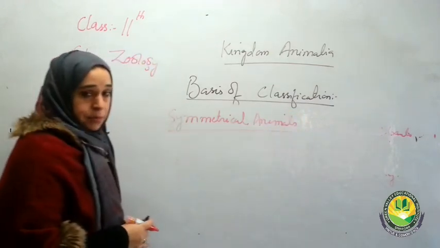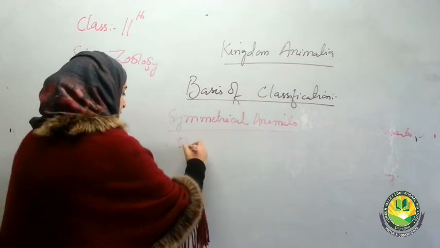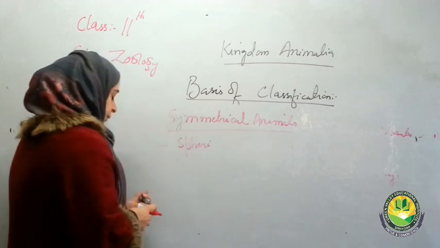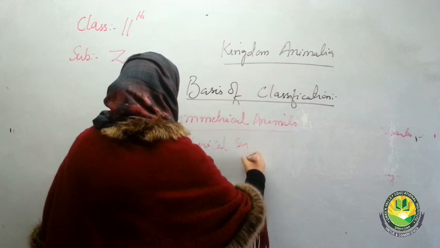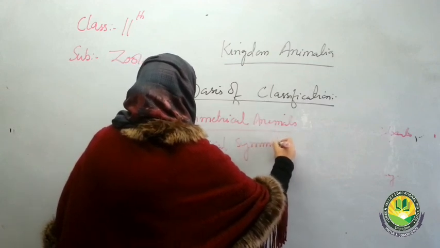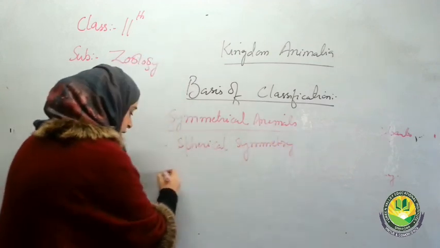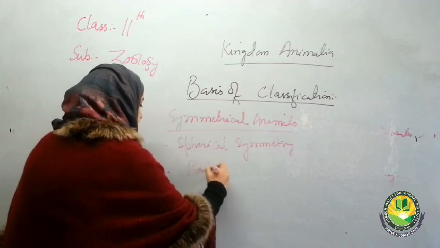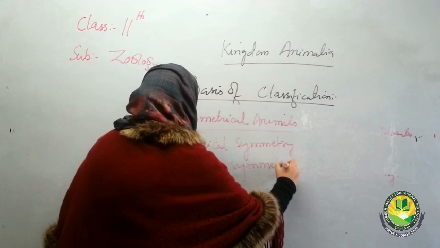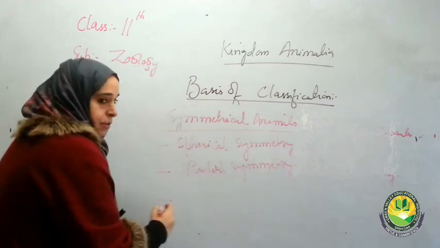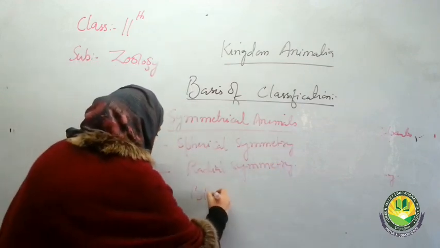There are certain animals which possess the spherical symmetry. There are certain animals which possess the radial symmetry. And there are certain animals which possess the bilateral symmetry.